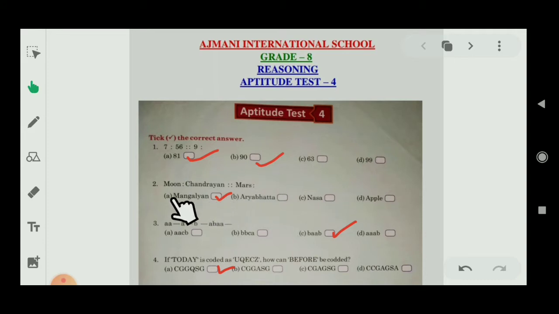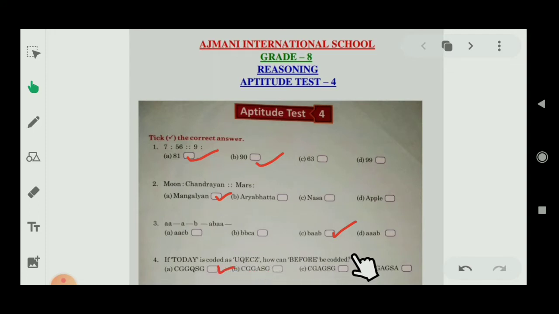Let's see the question number 2. Moon is related to Chandrayaan. Similarly, Mars is related to Mangalyaan. So, which option is right? Option A. Let's see the question number 3. That is AA, fill up A, fill up B, fill up AB, AA, fill up. Students, when we put the fill-ups here, then we can observe the sequencing order. That means option C will be right in this question.